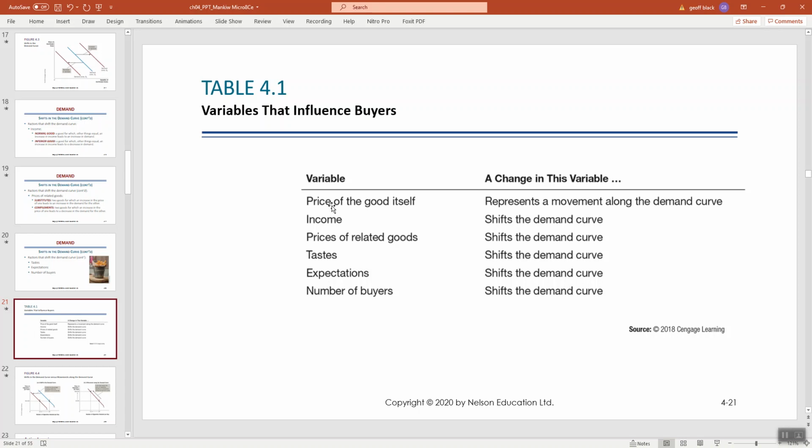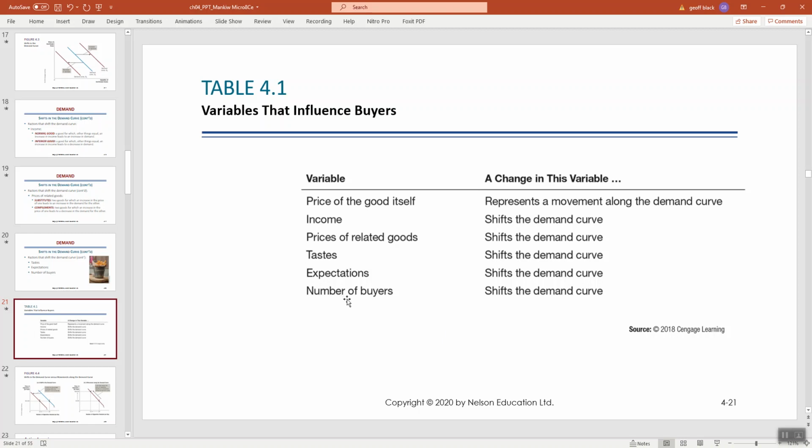That is not a shift. It's when something exogenous to that model happens, like a change in income or a change in the price of another good, that could cause you to shift your demand curve. Or similarly, taste, expectations, or number of buyers. All of these are not movements along the curve. Movements along the curve are just changes in price. This is something that's outside of that model, because a change in price is included in the model.